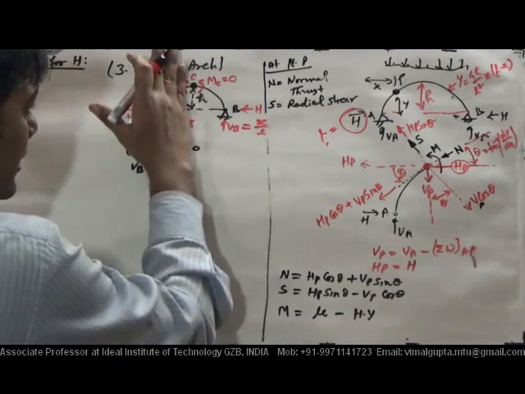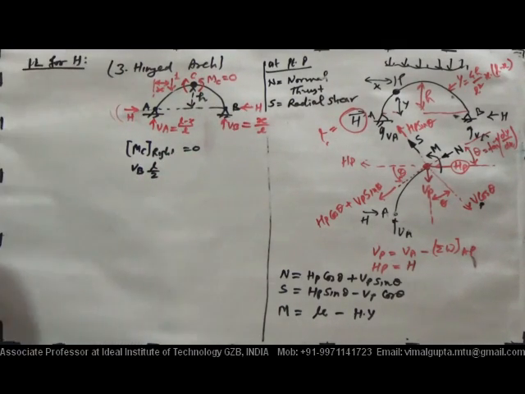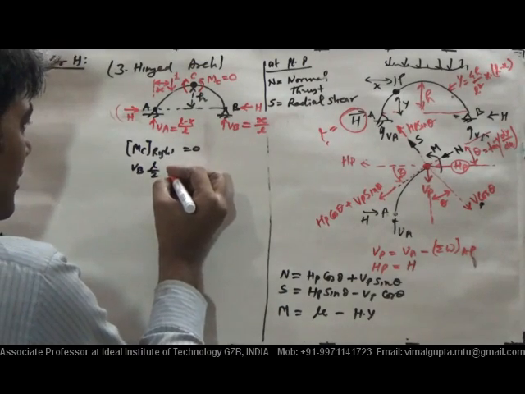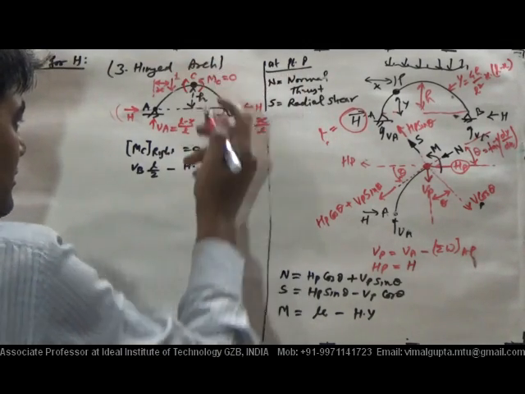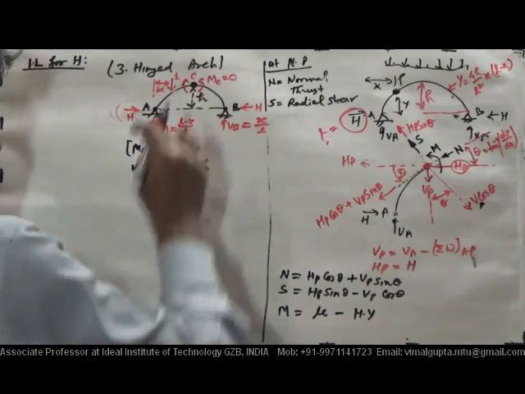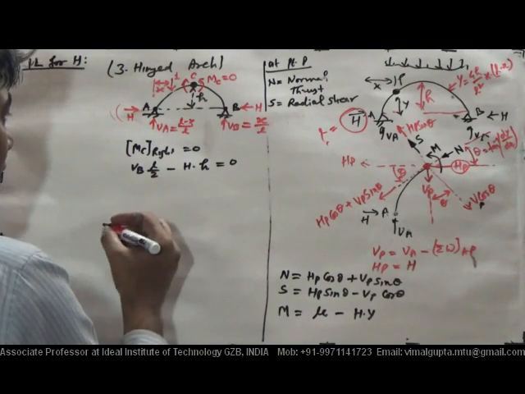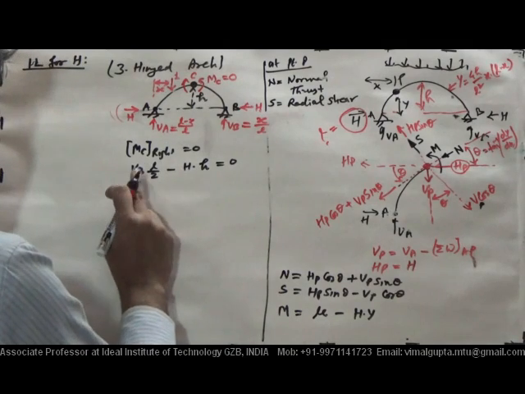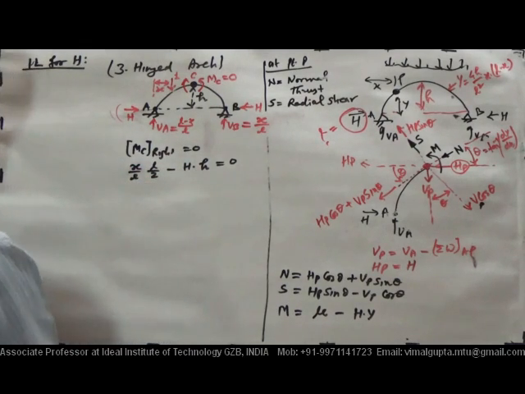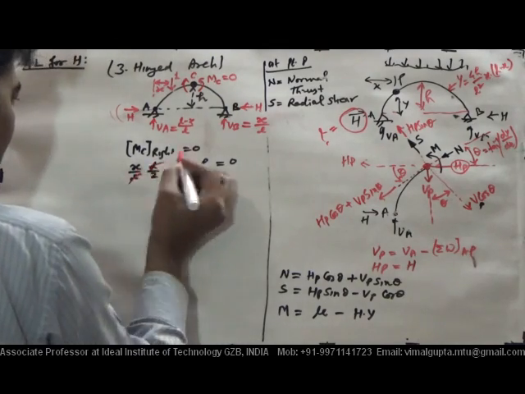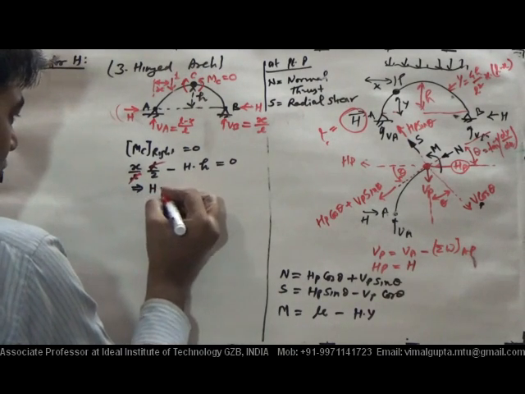VB into horizontal distance. How much is it? This is basically L by 2. And minus H into vertical distance. How much is the vertical distance? It is H. That will equal to 0. Therefore, the value of H. VA value we know very well, it is X by L. So put X by L here, so this L and L will be cancelled out. So the value of H we can calculate from here.